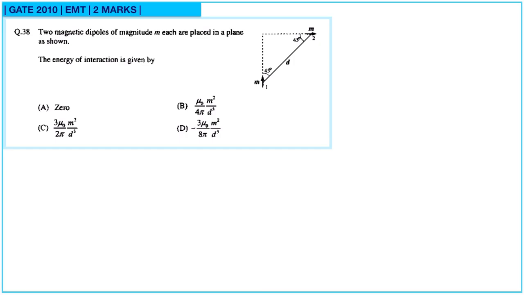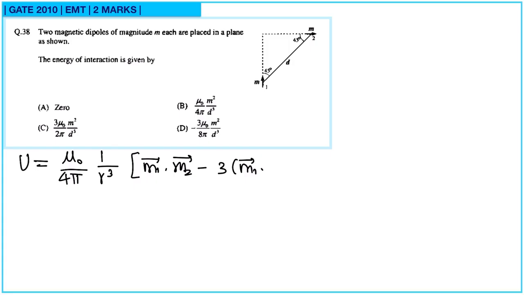Next question. Two magnetic dipoles of magnitude m each are placed in a plane as shown. The energy of interaction is given by. Now the interaction energy for two magnetic dipoles which are separated by some distance r is U equal to mu naught upon 4 pi into 1 upon r cube, into m1 dot m2, where m1 and m2 are magnetic dipole moments, minus 3 into m1 bar dot r cap and m2 bar dot r cap. So this is the formula.